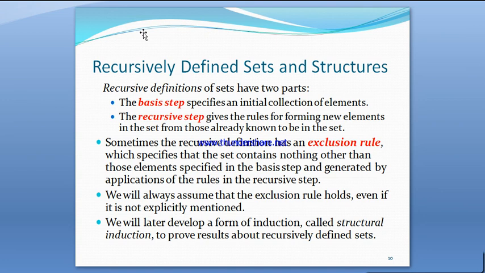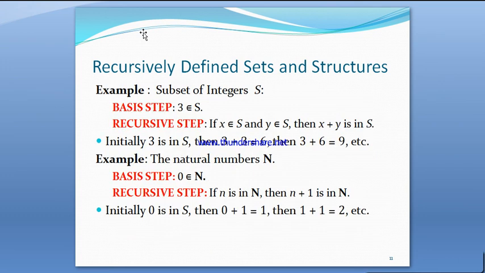Sometimes the recursive definition has an exclusion rule, and this rule specifies that the set contains nothing other than those elements specified in the basis step and generated by the applications of rules in the recursive step. Right? And we always assume that the exclusion rule holds even if it is not explicitly mentioned. Now later we develop the form of induction called structural induction to prove the results about recursively defined sets.